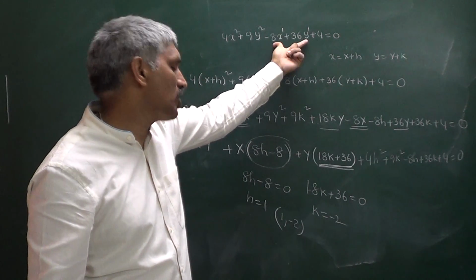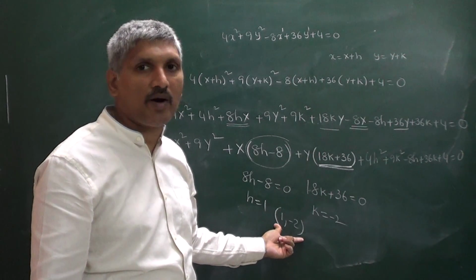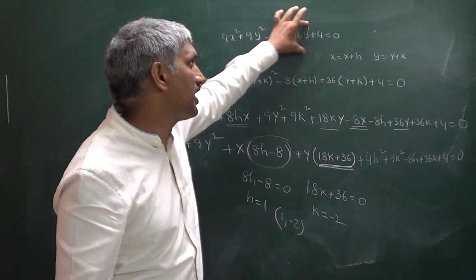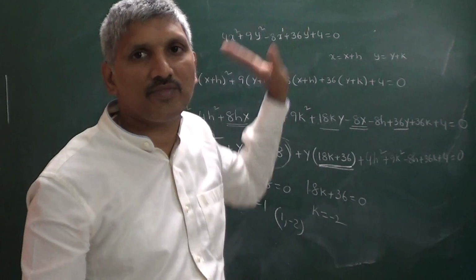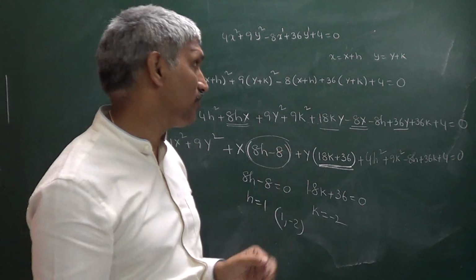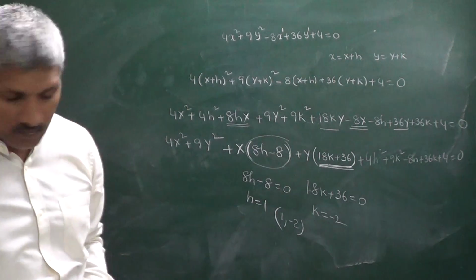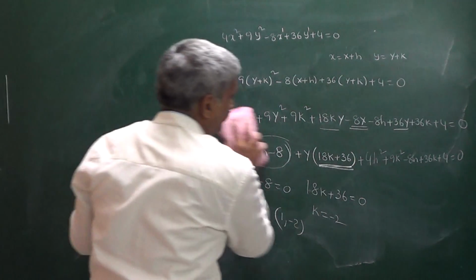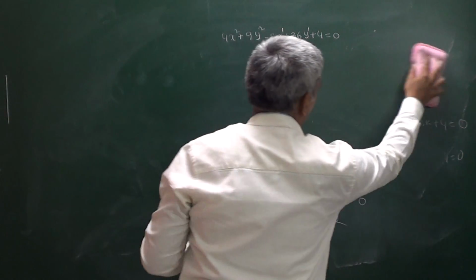If we shift the origin to the point 1 comma minus 2, the first degree terms will be eliminated from that equation, right? So that is the way of shifting the origin to remove the first degree terms.